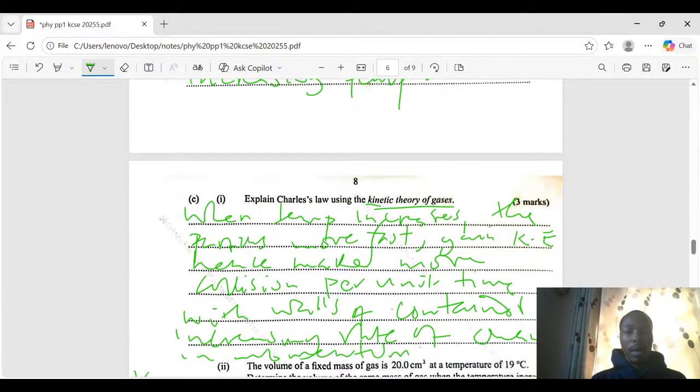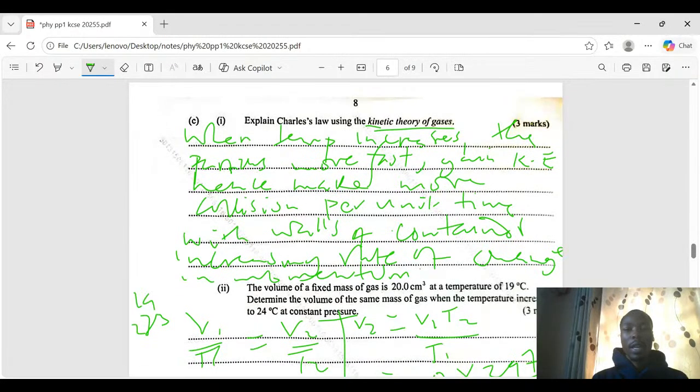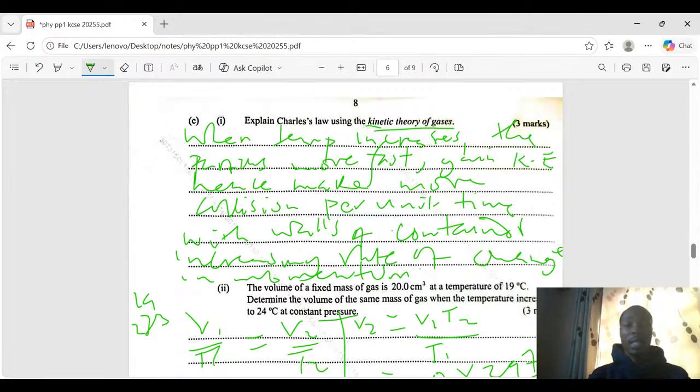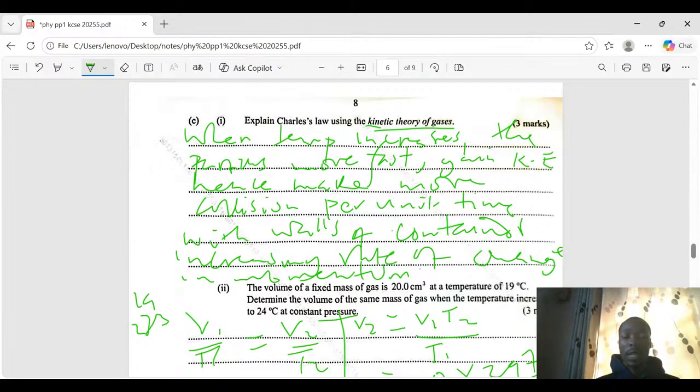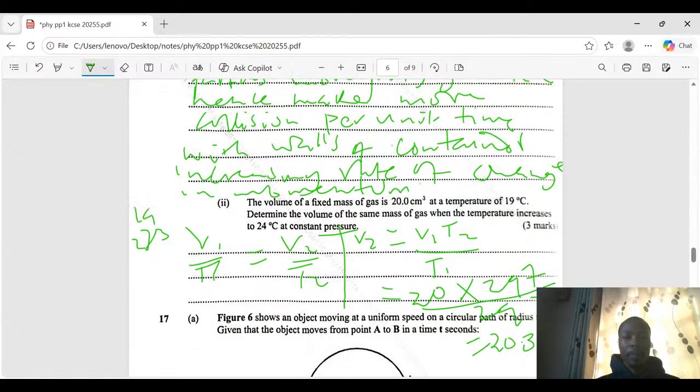Then part C, Roman 1: explain Charles' law using the kinetic theory of gases. So you have to talk of kinetic theory, how those gases collide, and here you have to use temperature. When temperature increases, what happens? The particles gain kinetic energy, and therefore they move very fast and collide per unit area with the walls of that particular container. And that increases the rate of change in momentum.